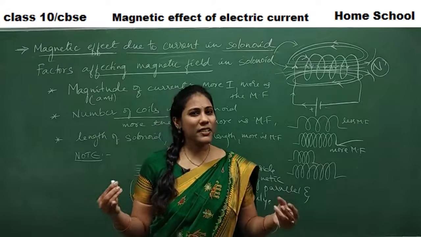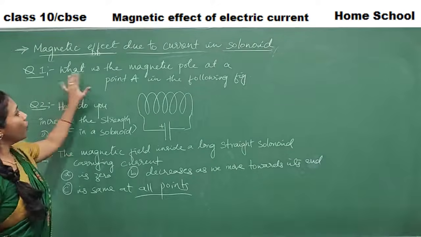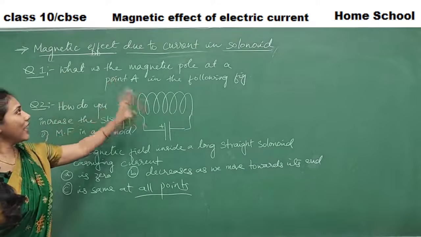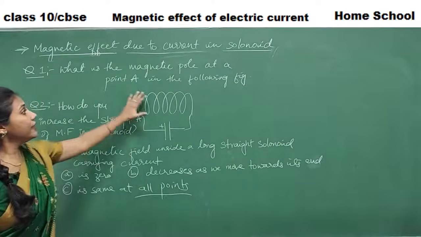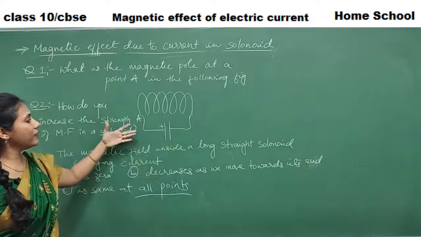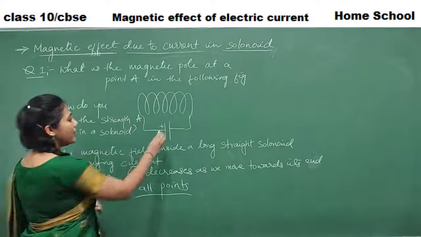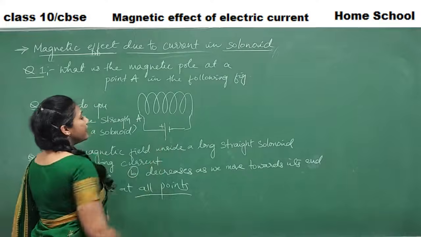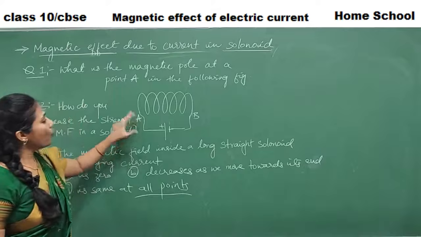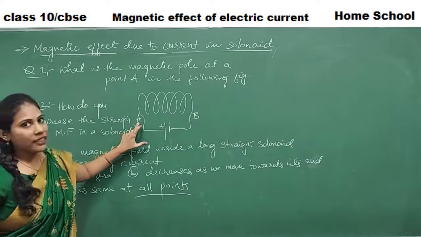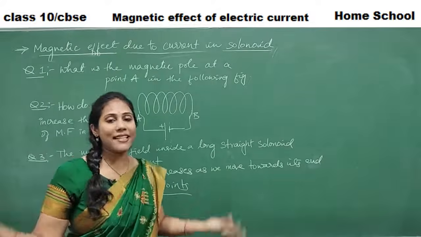Now, let us try to discuss a few questions here. Look at the first question here. What is the magnetic pole at a point A? This is a point A. In the following figure, a solenoid is connected to a positive terminal and a negative terminal, right? This is a point A and this is a point B. So, what is the magnetic pole? Whether point A has south pole or north pole, that's what you have to give as answer here.